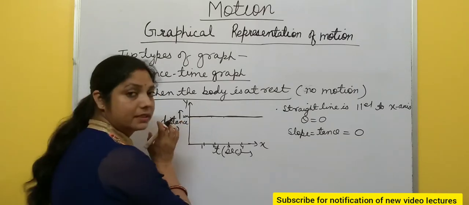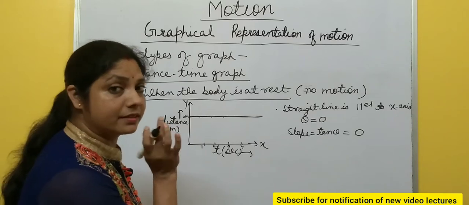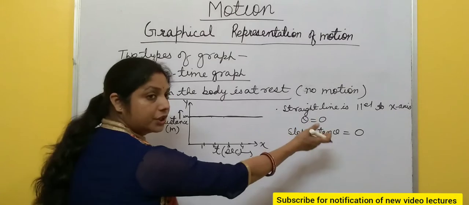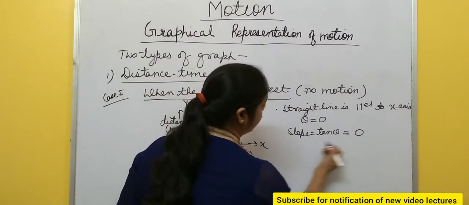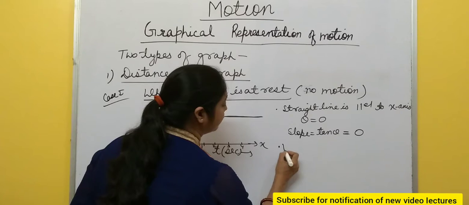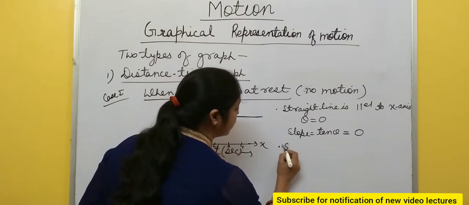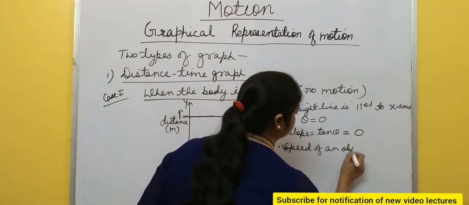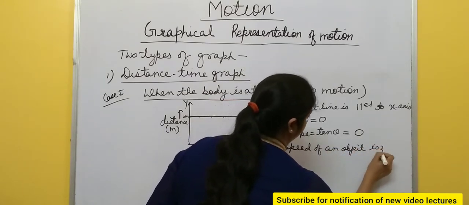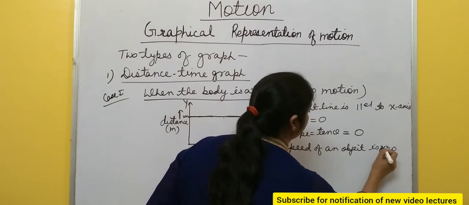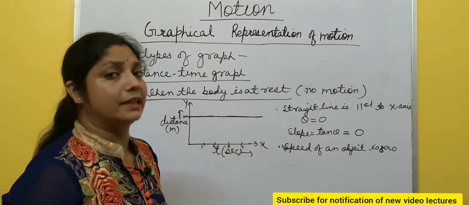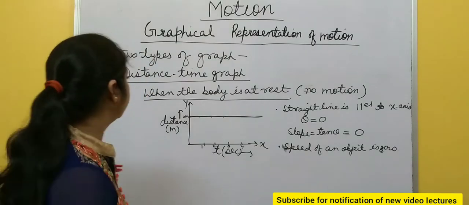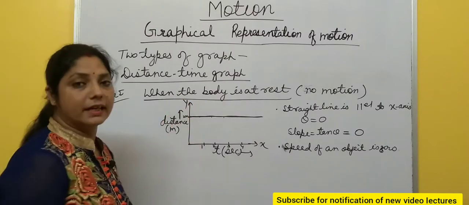On the y-axis, there is no change in distance. Distance always remains the same. The body is at rest. It's a stationary position. It does not change with time. So there is no change in distance, so this slope is 0. And slope 0 means the speed of an object is 0. And it is true, because when the body is at rest, it does not change its position with time. It means its speed is 0. So this is the case when the body is at rest.